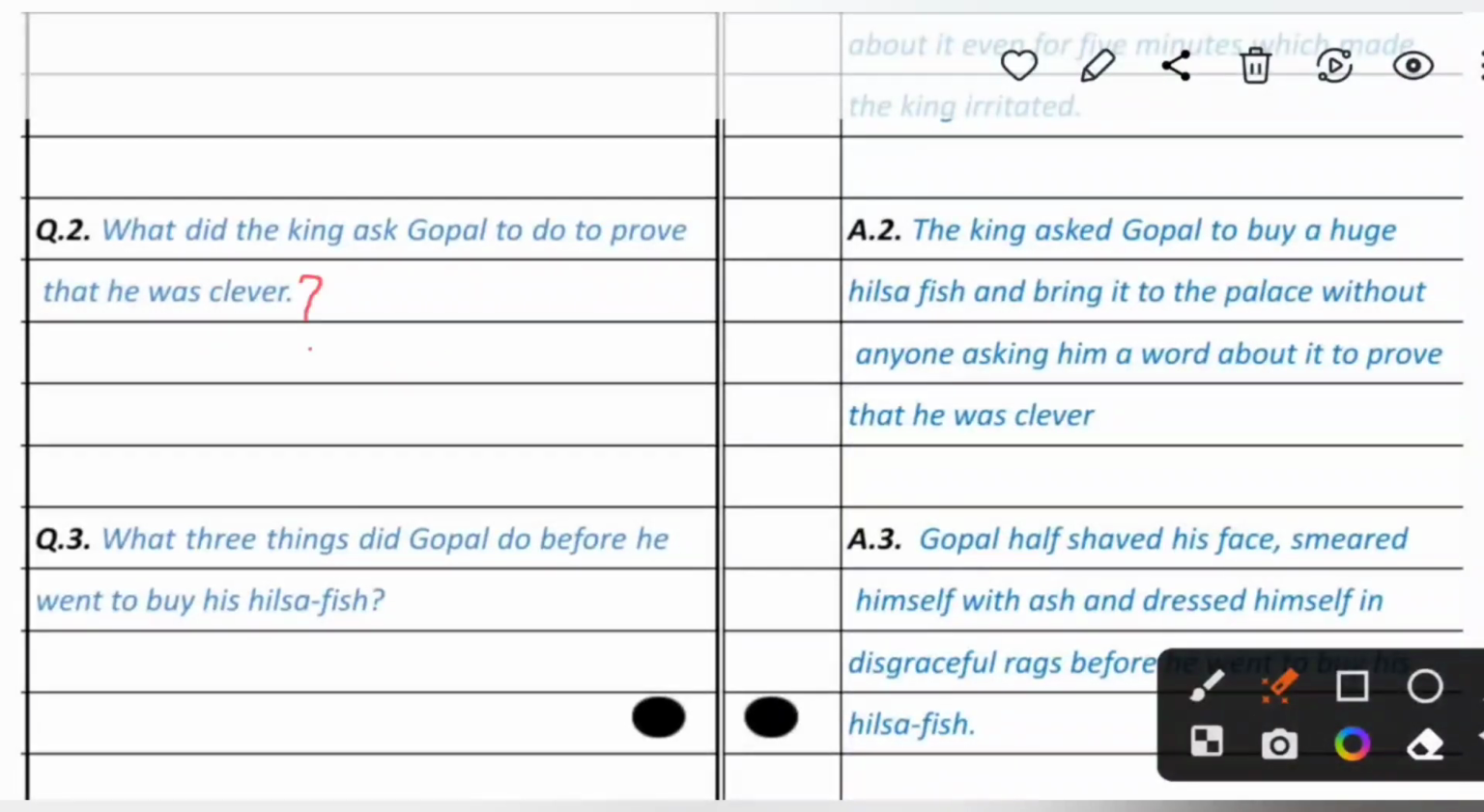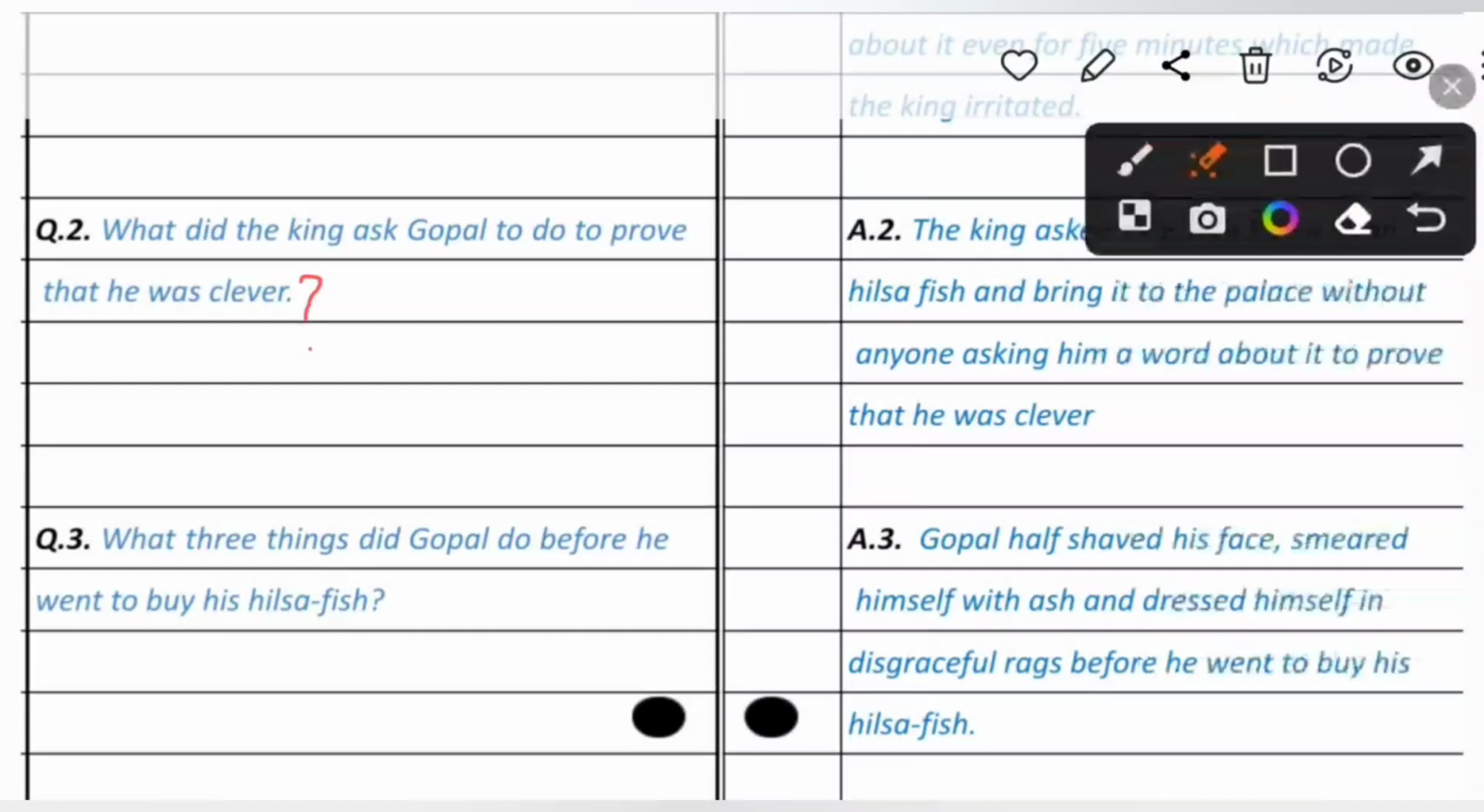And the answer can be, the king asked Gopal to buy a huge hilsa fish and bring it to the palace without anyone asking him a word about it to prove that he was clever. The third question can be, what 3 things did Gopal do before he went to buy his hilsa fish? And the answer will be, Gopal half shaved his face, smeared himself with ash and dressed himself in disgraceful rags before he went to buy his hilsa fish.